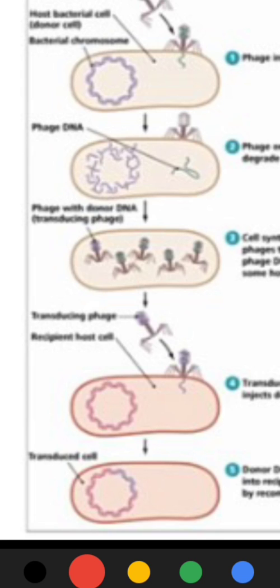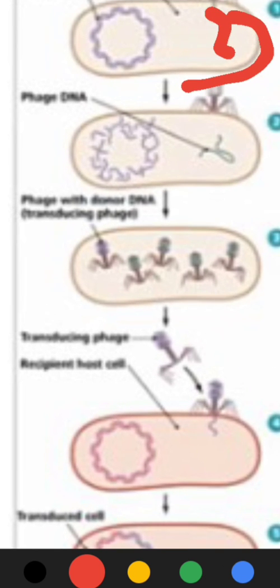So this is all about generalized transduction. Let me summarize this once again. First, the bacteriophage attaches to the cell, then penetration occurs, then because of the phage enzymes it degrades the host DNA into fragments. Then, instead of the phage DNA, the bacterial DNA is incorporated into the capsid, that is the phage coat.